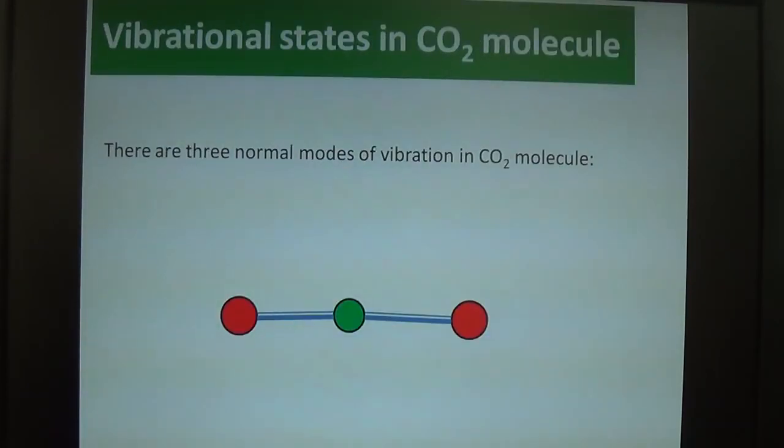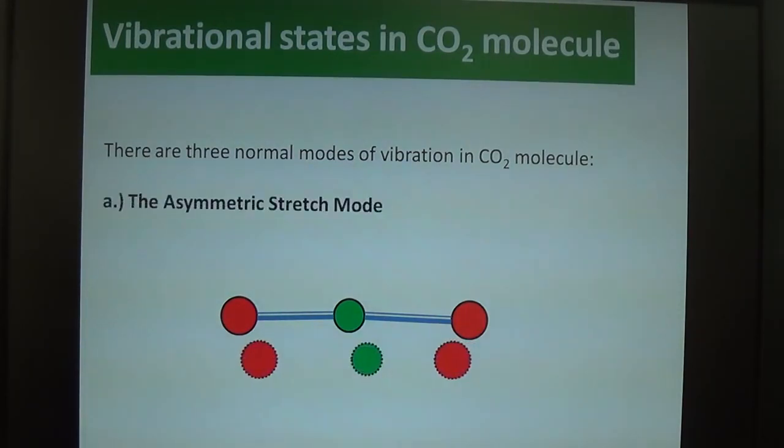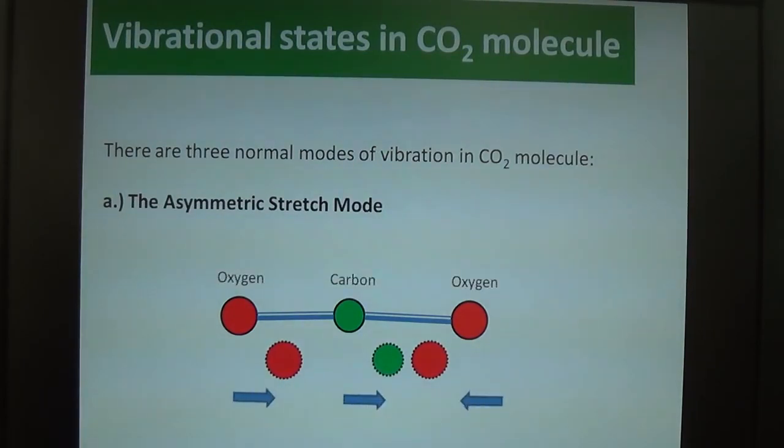So here, first of all, I will discuss those vibrational modes which are possible in the CO2 molecule when it gets excited. Here the central part is carbon and the red circles denote oxygen. So this is the CO2 molecule. The first case is the asymmetric stretching mode. So the first possibility is this one. Here this is the asymmetric stretching mode.